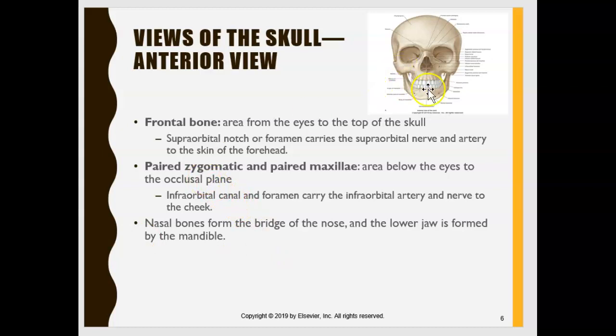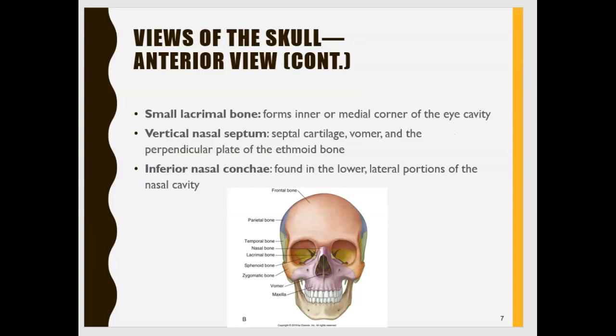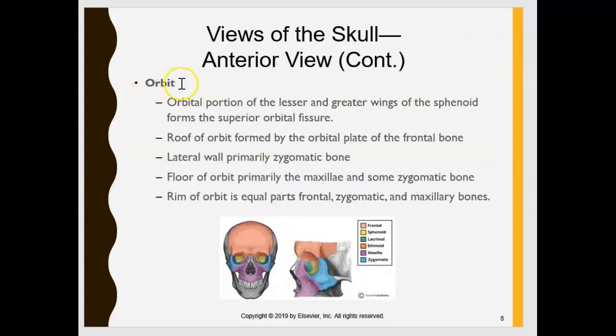We know that the zygomatic bone is paired, one here, one here. We also know that the maxilla is paired, one here and one here. The vertical nasal septum refers to this over here. So the vomer bone is also part of the vertical nasal septum, which is this vertical line going down over here. Now, an orbit is basically the big hole that you see.